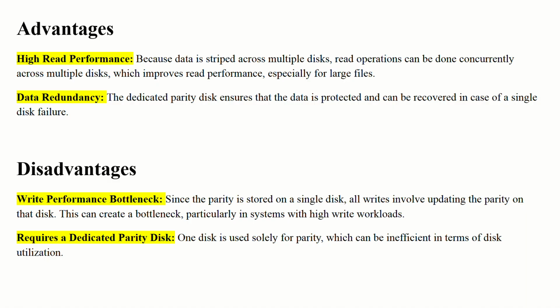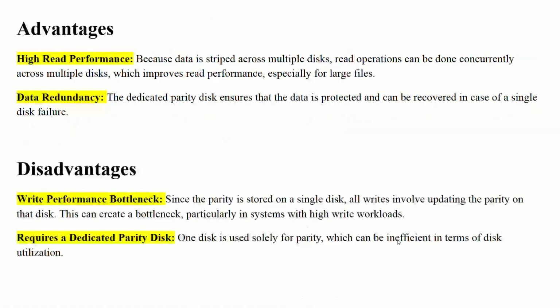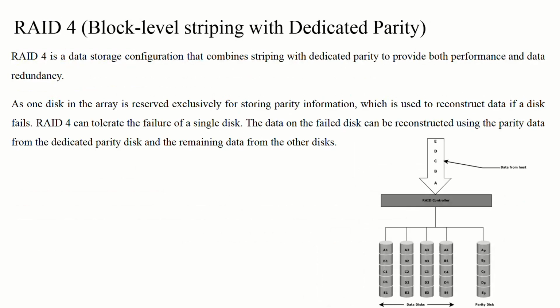Again, the disadvantage is that every time we update the data, we need to update the parity also. That is another time-taking process. And that's all about RAID level 3. Then RAID level 4: the only difference between RAID level 3 and RAID level 4 is that we are dividing the data into block level, and it still has a dedicated parity. Here we won't be able to save a lot of space, because we are dividing the data in terms of blocks.